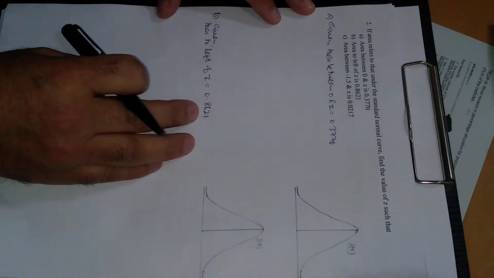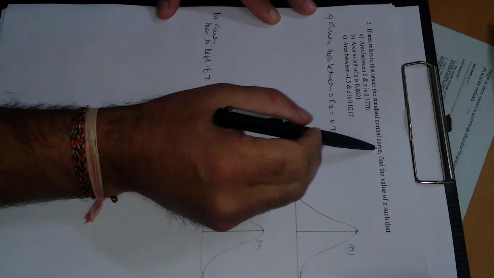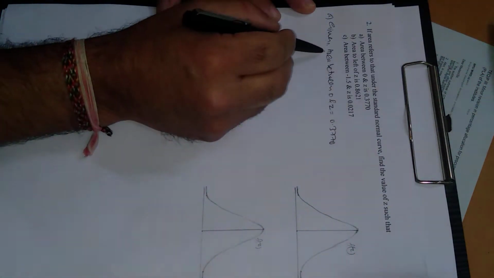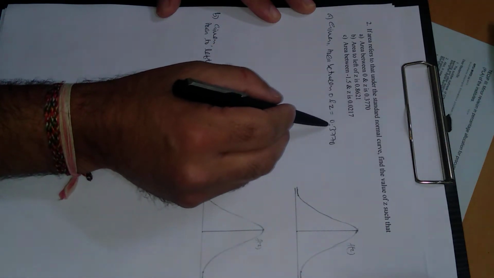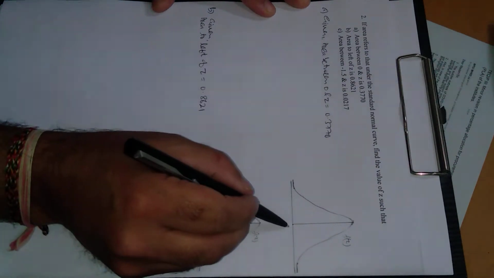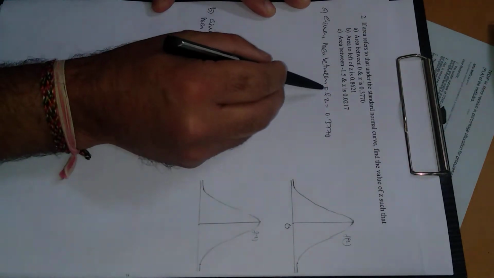This is the second. If area refers to that under the standard normal curve, find the value of z such that area between 0 and z is this. This is given, area between 0 and z is 0.3770. This is this curve. This is at this point z is 0. Area between 0 and z.